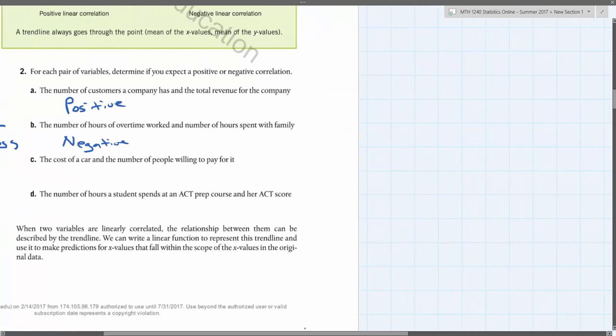So part C is the cost of a car and the number of people willing to pay for it. So the way to think about this is, you got to assume you have just one car, right? Maybe we have a 2018 Silverado, right?